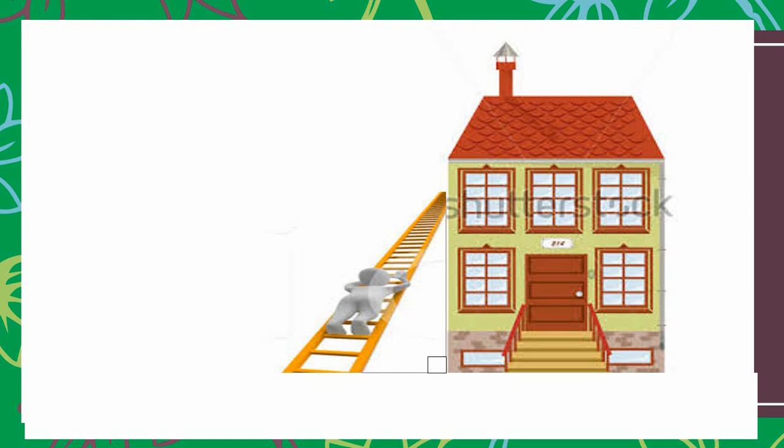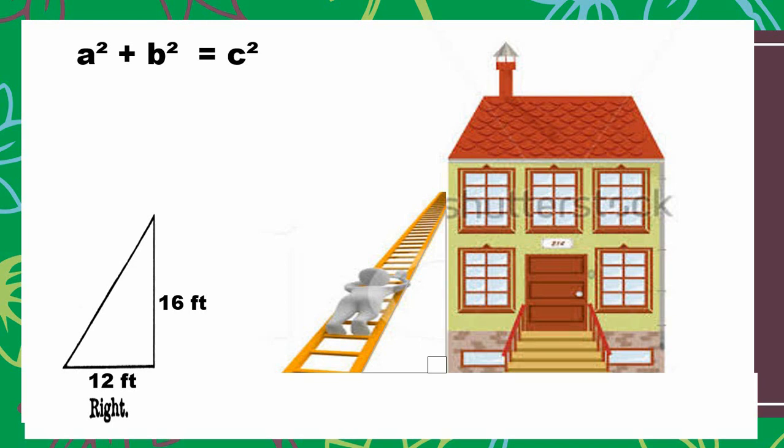So this is the image. Again, this is an example of the Pythagorean Theorem. The window of Stephanie's house is 16 feet above the ground, and the distance of the ladder from the house is 12 feet. So how do we solve for the hypotenuse, or the length of the ladder? Again, we're going to use the Pythagorean Theorem, a square plus b square equals c square. So we have 16 square plus 12 square equals c square, because we're looking for the hypotenuse.